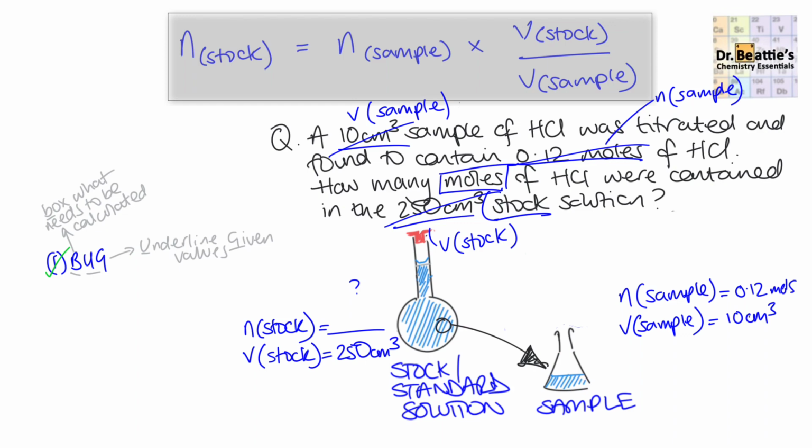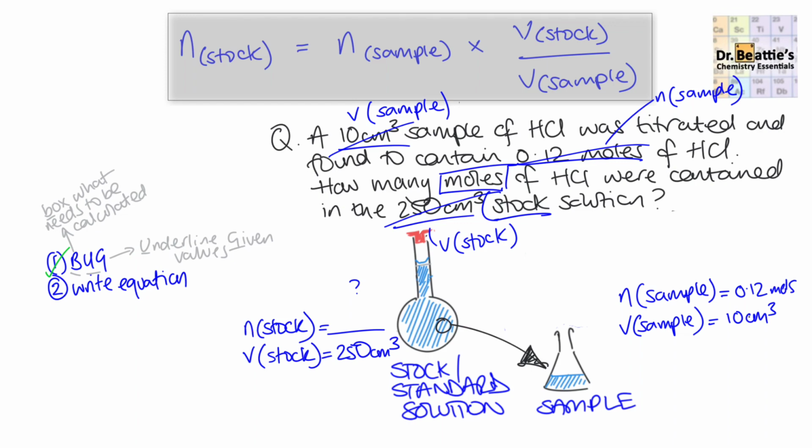We know that our sample has been taken from our stock solution. We know we've got the number of moles and volume for the sample. We've got the volume for the stock, but we're trying to work out the number of moles of the stock. Now this second step is to write the equation that links this all together.